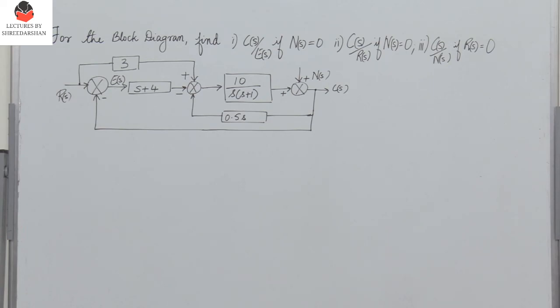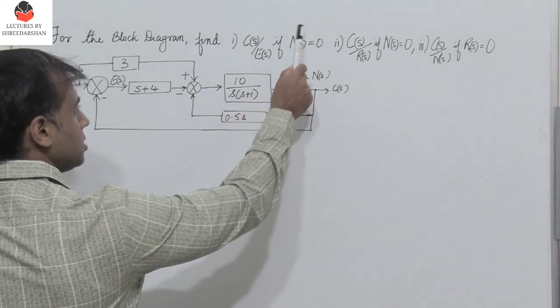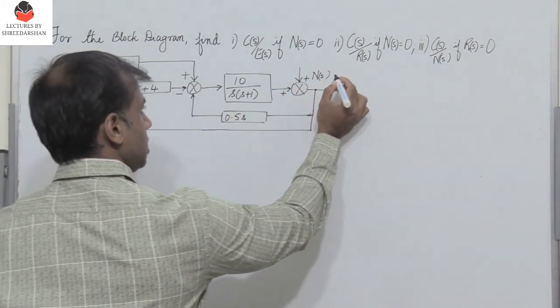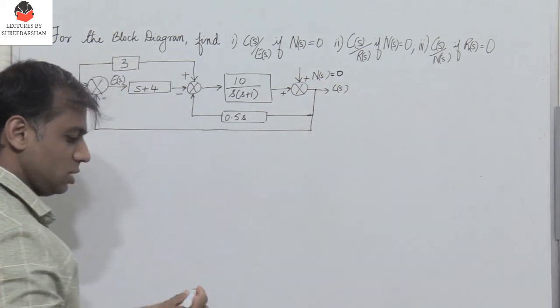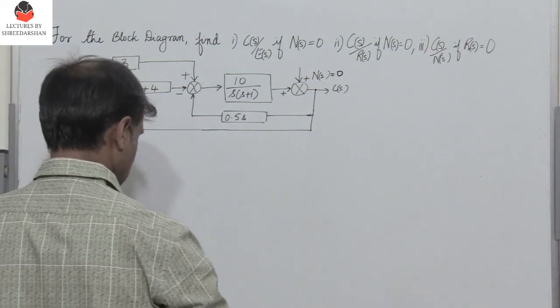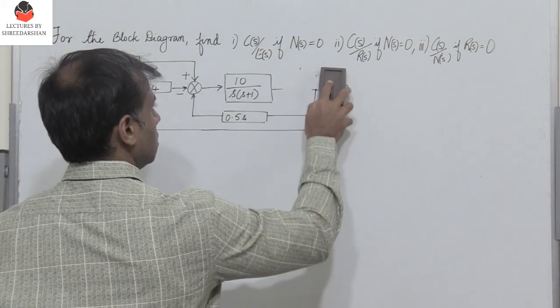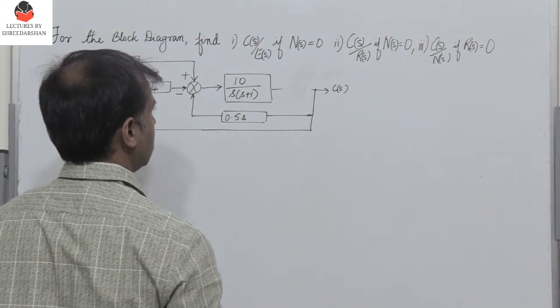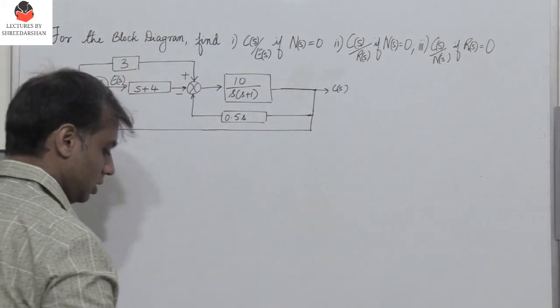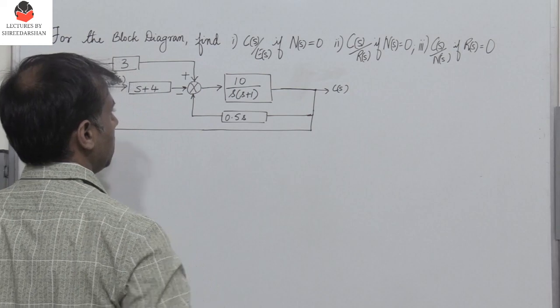So in the first case, N(S) is equal to 0. So I have N(S). In the first case I make this equal to 0. So when this is equal to 0, then the summation does not arise. So I can remove this summation here. So therefore I would get this entire thing to be in the feedback path.